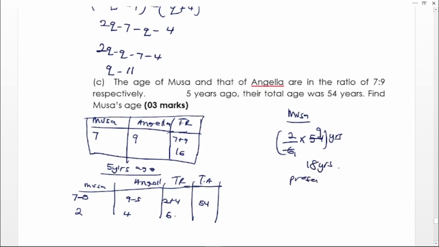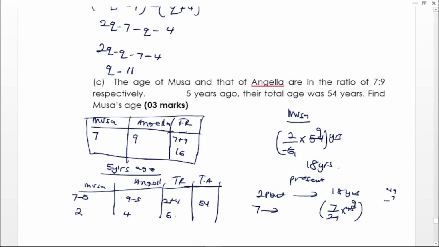Now the present age for Musa. If before it was 18, now these 2 parts here were representing 18 years. Then how about the 7 parts? The 7 parts are going to have 7 out of 2 times 18. 18 by 2, 1 by 2 here, is 9. So 7 times 9, that is 56, is it? 7 by 7, 49. Then 53. Now this is 49.